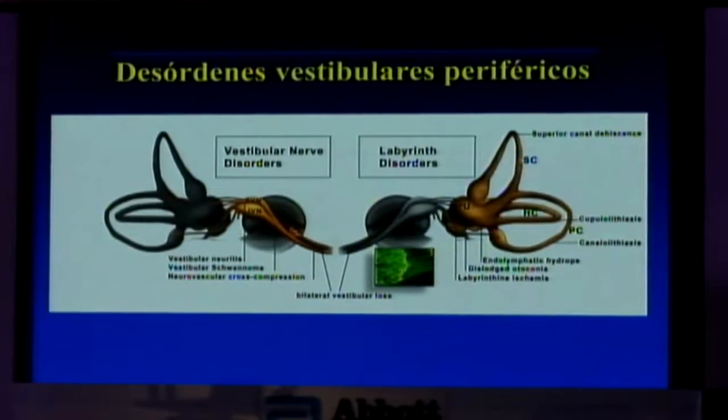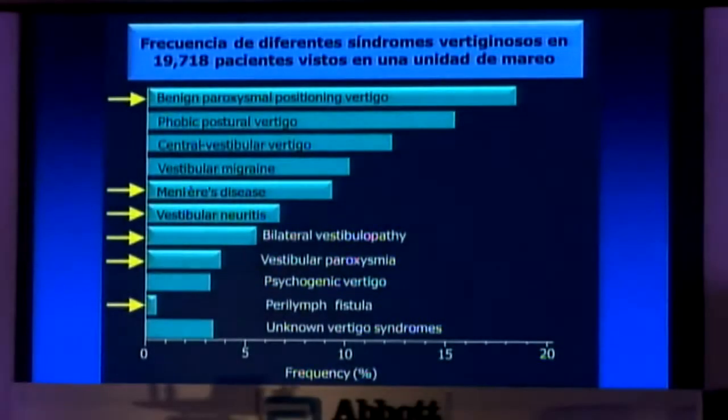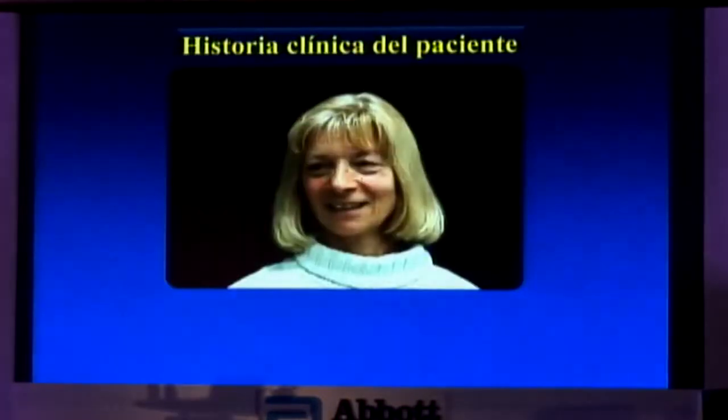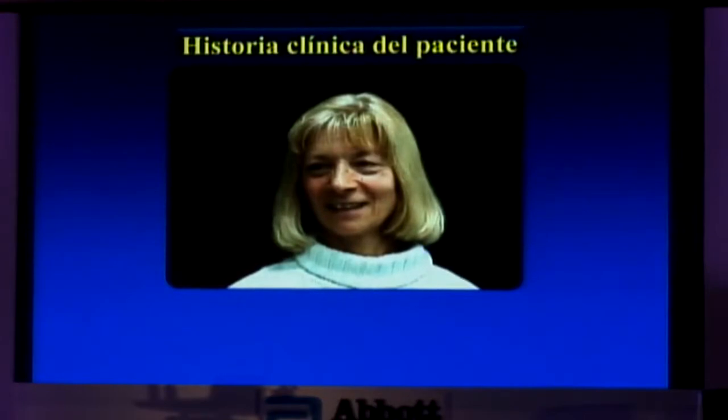And this slide gives you an overview of the different types of vestibular disease. And here again, you see how frequent vestibular disorders are. We saw that before: BPPV, Meniere, vestibular neuritis, bilateral vestibulopathy, vestibular paroxysmia, and perilymph fistula. So they cover more than 60% of all your patients. So now listen to the patient history and try to make the diagnosis on the basis of the patient history. I hope the sound is working.